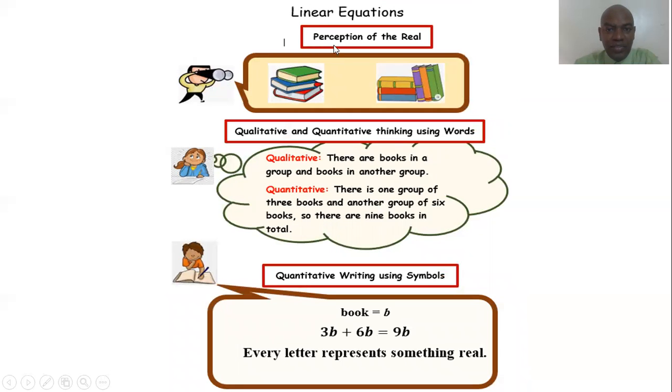Linear equations, again, you perceive the real, this image. Qualitative and quantitative thinking using words. There are books in one group and books in another group. Quantitatively using words, there is one group of 3 green books and one group of 6 books. So you are counting. So quantitatively, you write B for book and you write 3 books plus 6 books is equal to 9 books. So here you have something real and here you have an equation to communicate the same thing that you are thinking. So in that regard, math can be a language. It's just a different way to communicate what you are basically describing, yes?